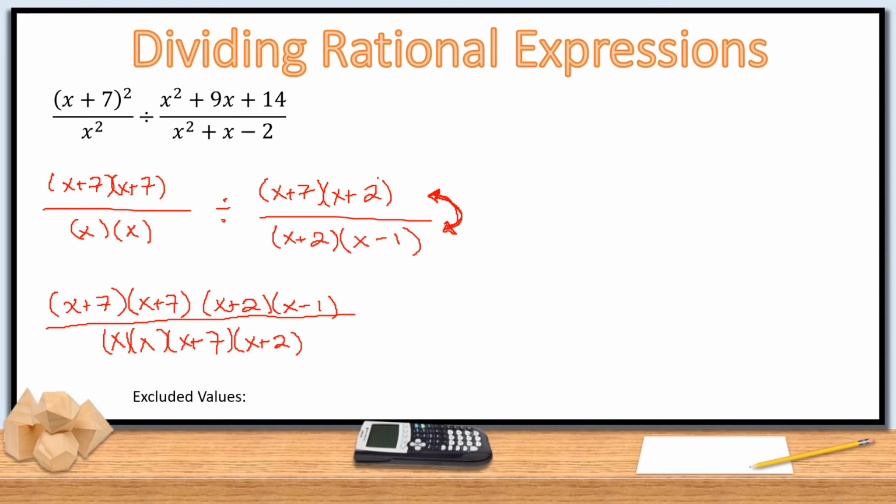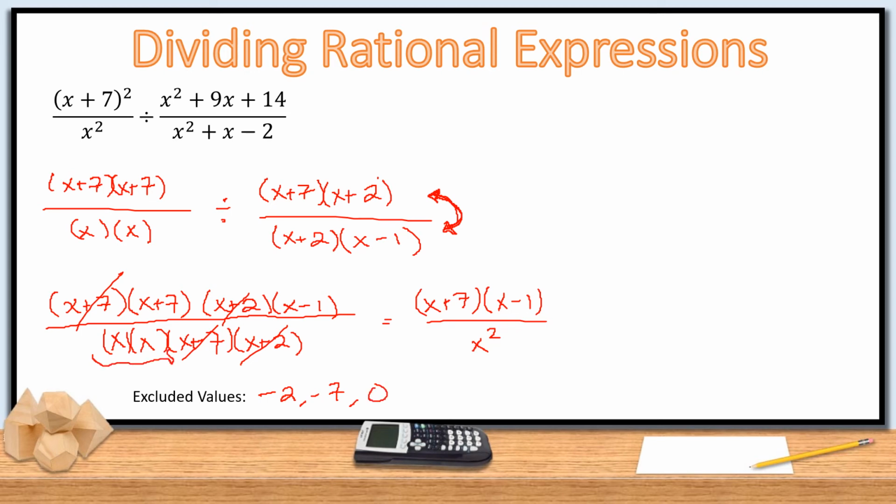All right, start canceling. X plus 7s will cancel out, x plus 2s will cancel out, and that's it. So we get x plus 7 times x minus 1 all over x squared. Now the excluded values here is a little bit more complicated. You've got everything you canceled out like normal. Those are holes. So we've got holes at minus 2 and minus 7. You've also got for the remaining denominator, so the two x's, so we've got 0.